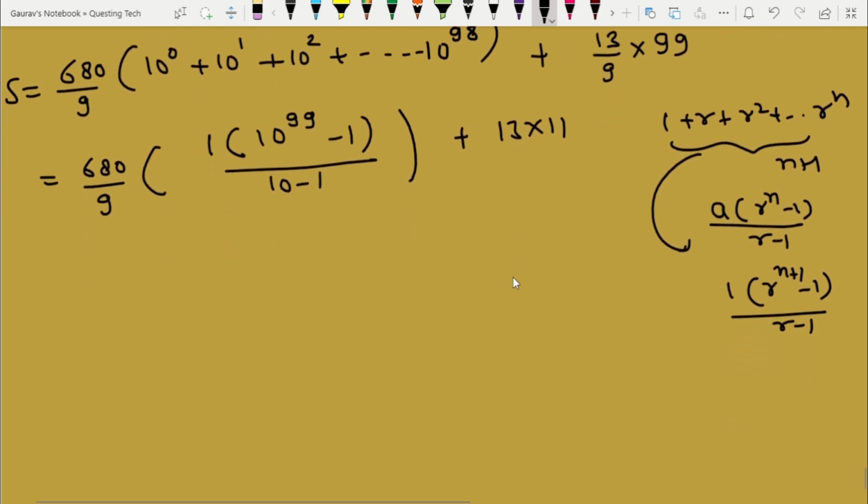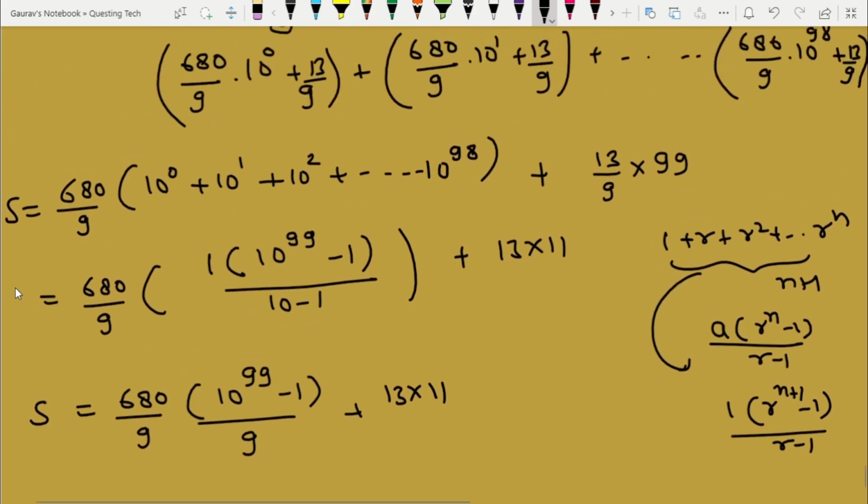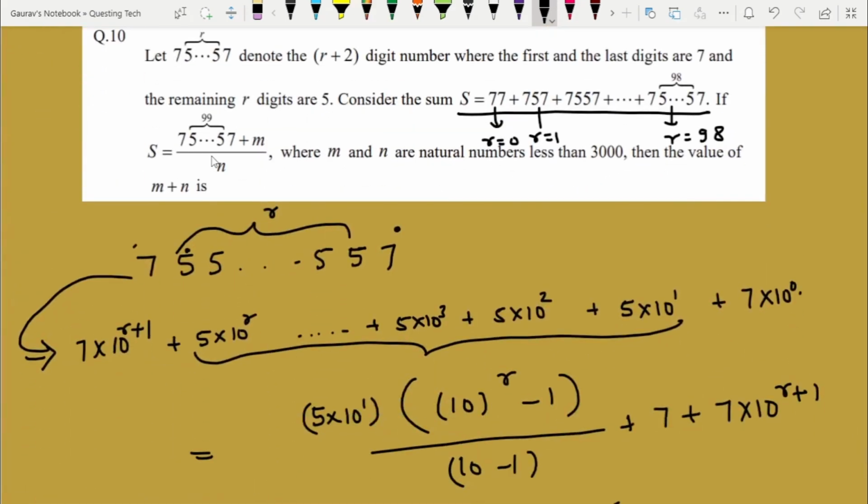Yes, sure, we can. So this number is 680 divided by 9 multiplied by 10 raised to power 99 minus 1, divided by 9, plus 13 multiplied by 11. So we have simplified this big expression of s into a smaller value like this. Okay, now what is the question saying? Now we need to find this number also.